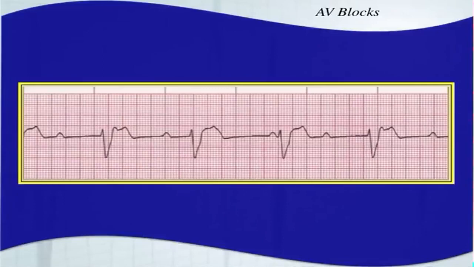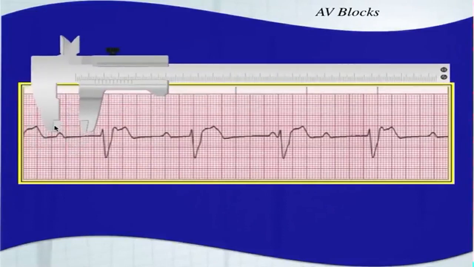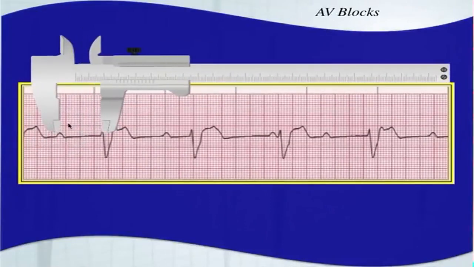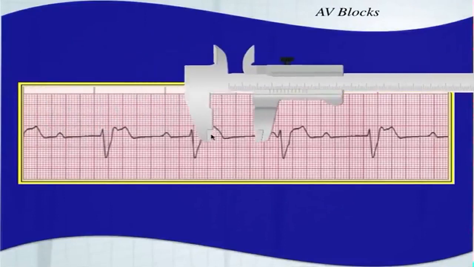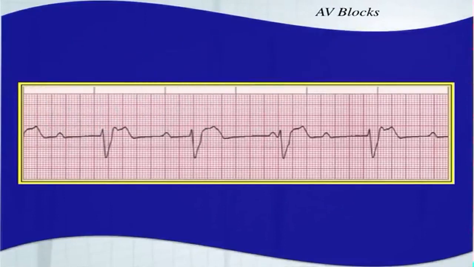Here's another example. Now let's ask the first question. Is our PR interval a constant length? Well, if we look at this, and we said that this was a PR interval, you can see that that is definitely not the same as the next one. So no, it is not a constant length.